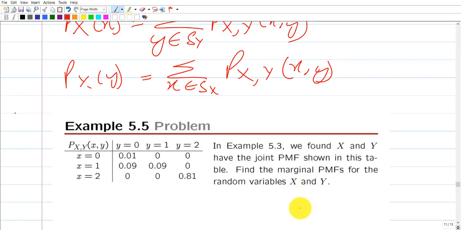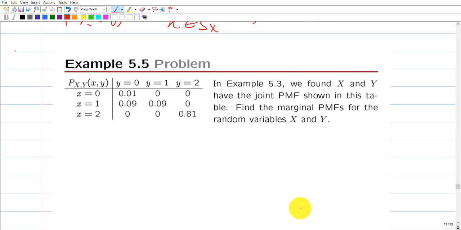I have copied it from the book. It says that in example 5.3, we found X and Y have the joint PMF shown in this table. Find the marginal PMFs of the random variables X and Y. It's quite easy to find the marginal PMFs, and that's quite a straightforward method.